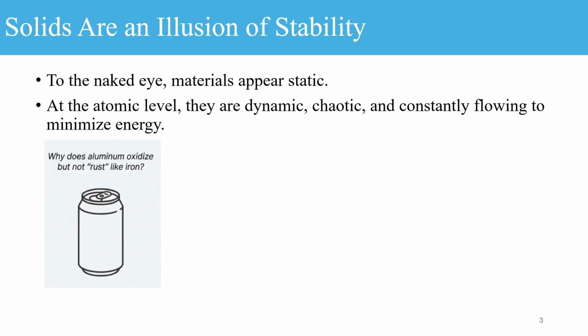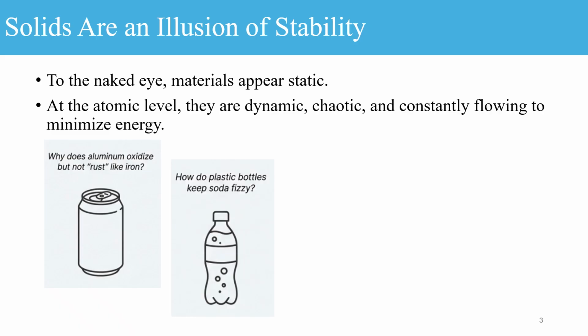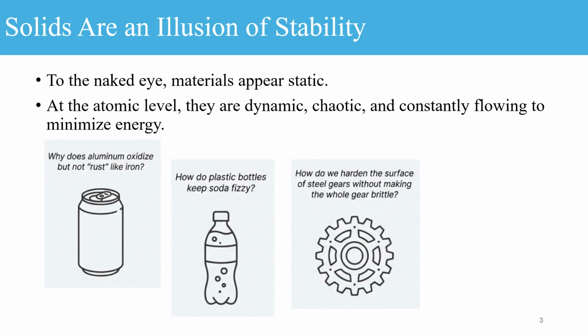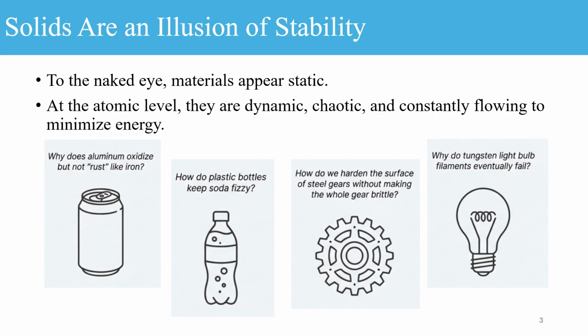For example, why does aluminum oxidize but not rust like iron? How do plastic bottles keep soda fizzy? How do we harden the surface of steel gears without making the whole gear brittle? And why do tungsten light bulb filaments eventually fail? These kinds of questions can be answered through the concept of diffusion.